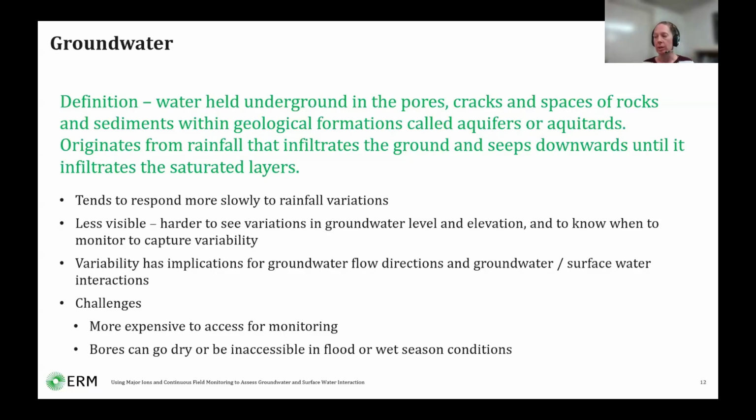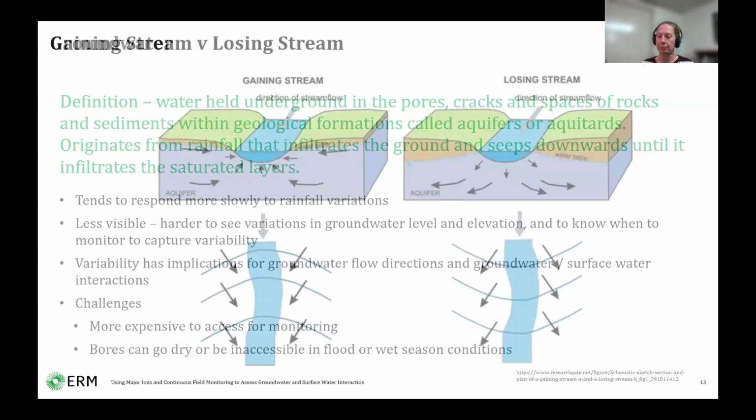And although the levels tend to vary less, bores can still go dry in the dry season or be unable to be accessed in wet seasons or high flow events. And groundwater is particularly important because variations in level of groundwater and flow to surface water can really impact on surface water quality.